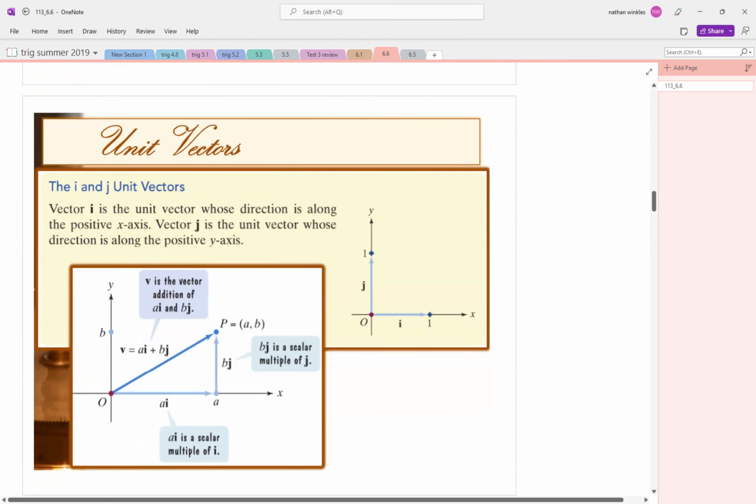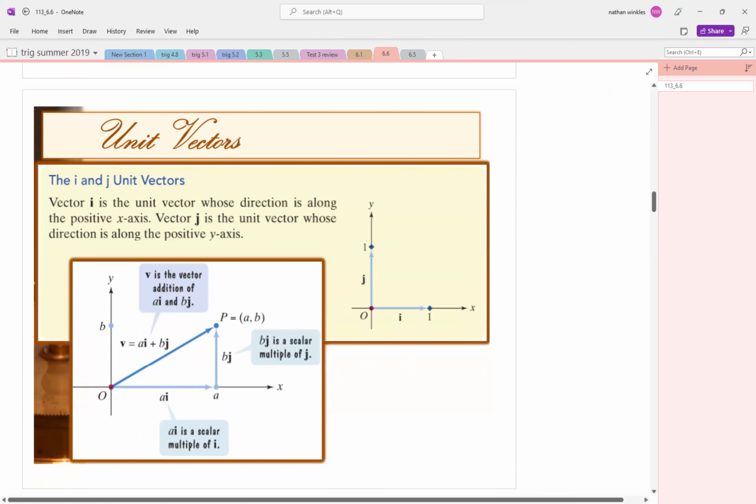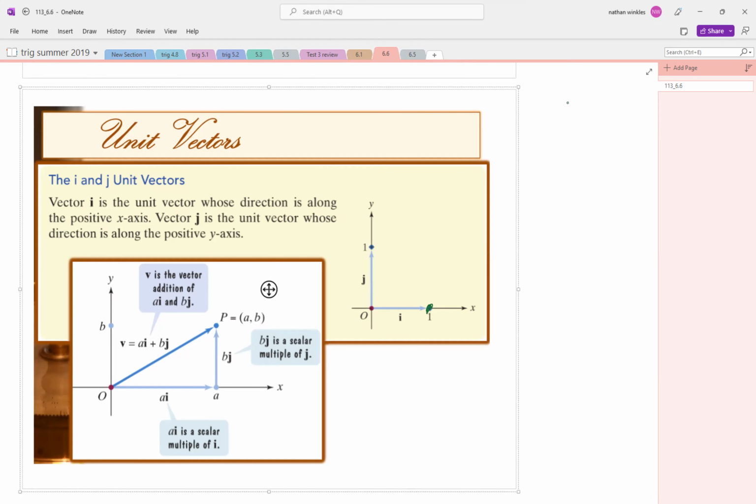Now, sometimes we do have special case vectors that we can consider, and they're called the i and j unit vectors. We also have a k one if we're in three dimensions. Vector i is the unit vector whose direction is along the positive x-axis. Vector j is the unit vector whose direction is along the positive y-axis. When we say unit vector, what we really mean is it has a magnitude of 1. So this point right here is the point (1, 0). This point up here for j is (0, 1).